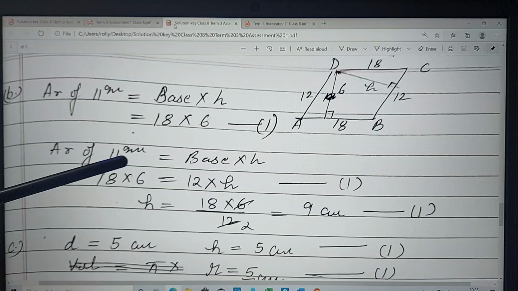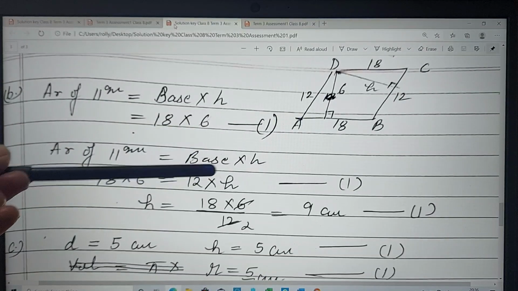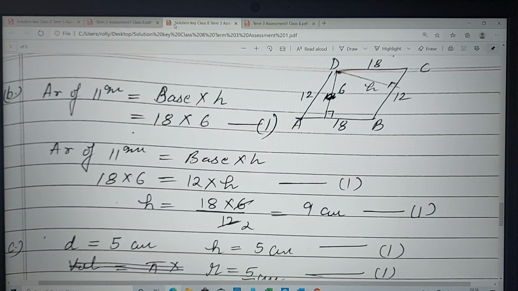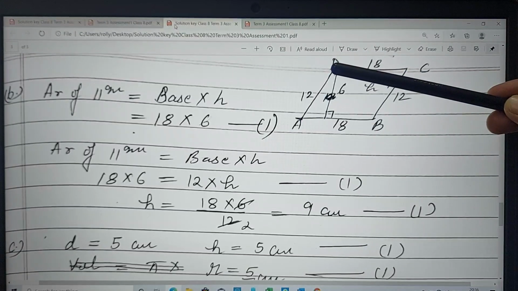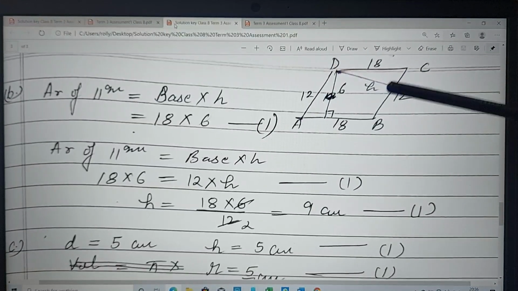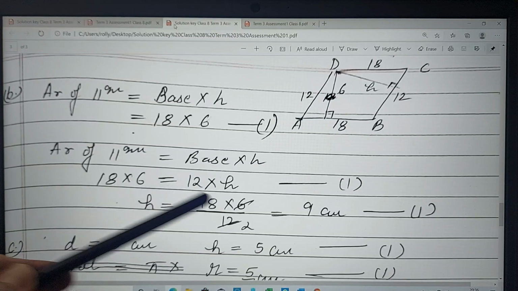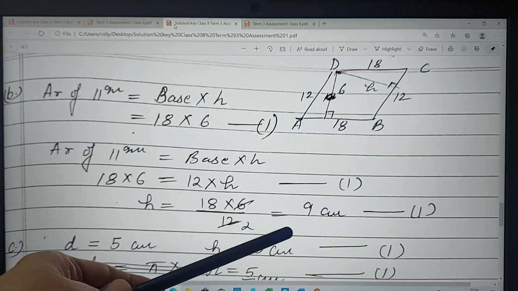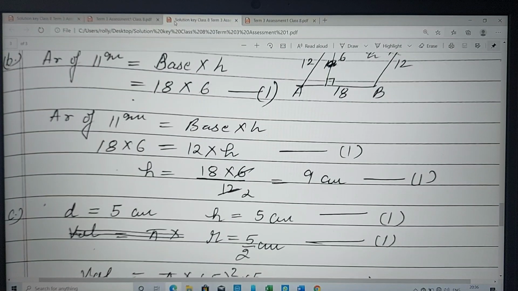Once again we apply the formula: area of parallelogram is equal to base into height. This time we know the area of parallelogram is 18 into 6, and now we change the base. I have taken 12 centimeter as the base, and then the height is a perpendicular dropped from the opposite vertex. H will be the height, or the distance between the smaller sides. So it is 12 into H. 12 can be transferred to the other side, we have cancelled it, and we have got 9 centimeter.